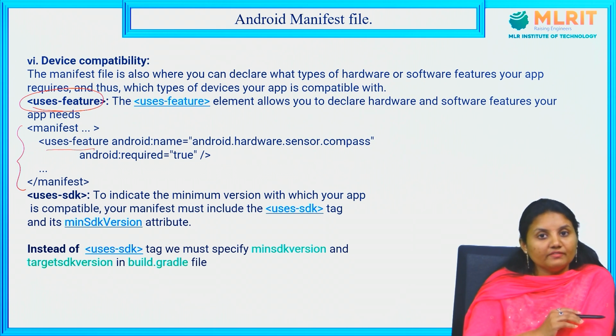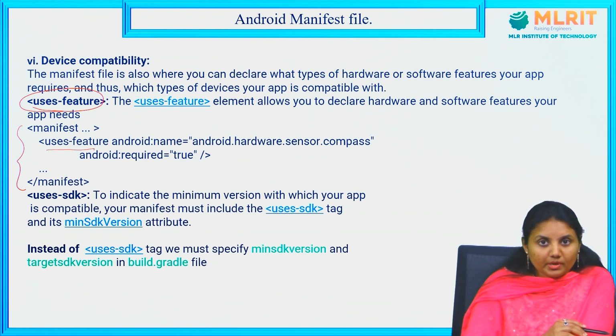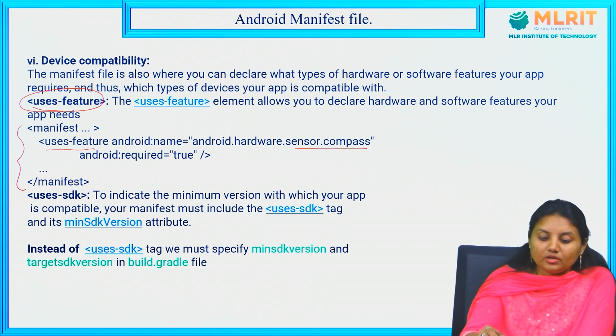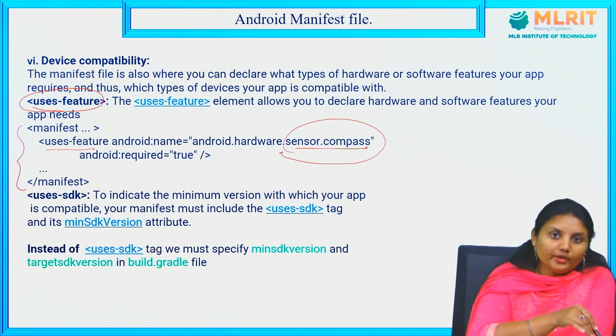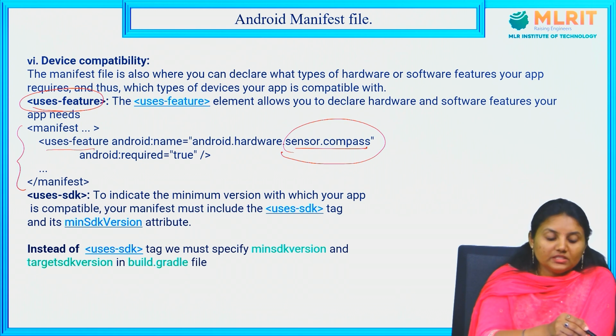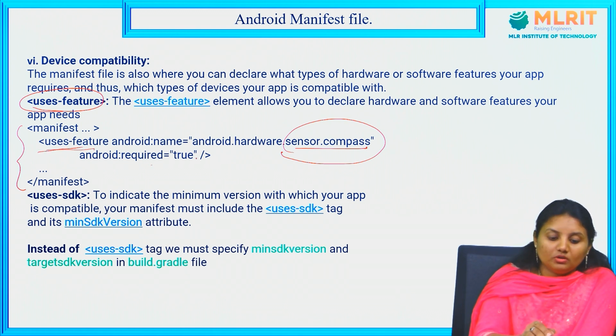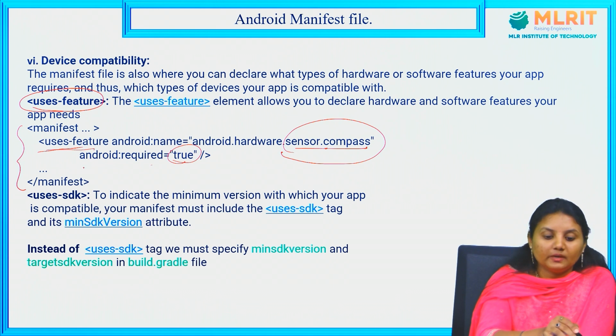Like uses-permission is to control the permission, uses-feature is to assign the required features. So what we are giving here is sensor.compass. So you are making use of a compass sensor in your application by giving this feature using uses-feature. Whether you require it or not: if you make it true, it is required. If you make it false, even though there is a feature here, you are disabling that. So enabling and disabling is possible by giving android:required as true or false.